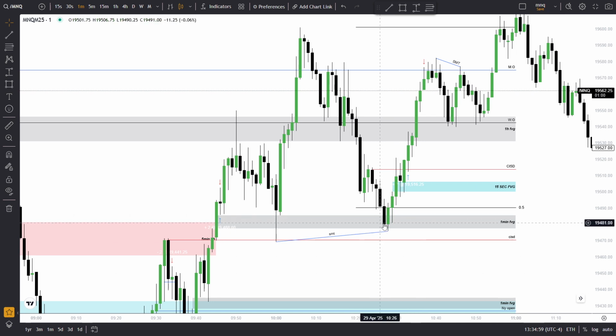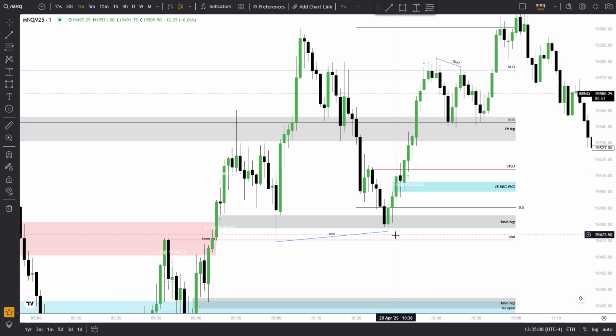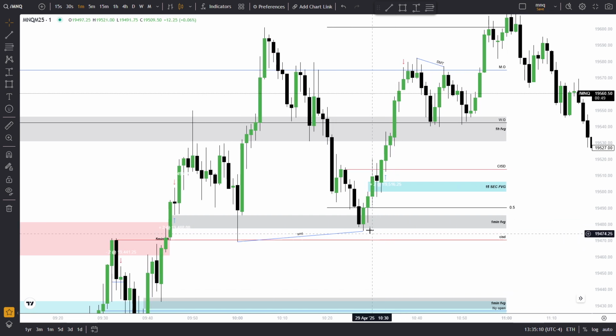Touched this 1 minute fair value up, respected it. Didn't close below. We reused this price range. That's how you know this price range was a very strong price range and the market was respecting the bullish order flow.